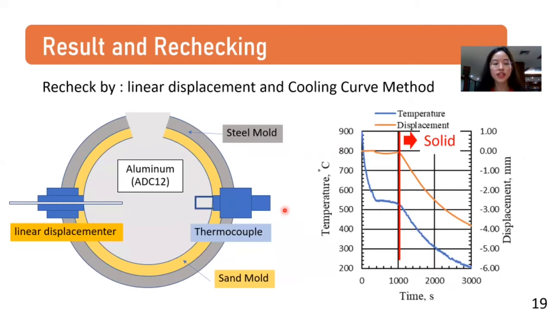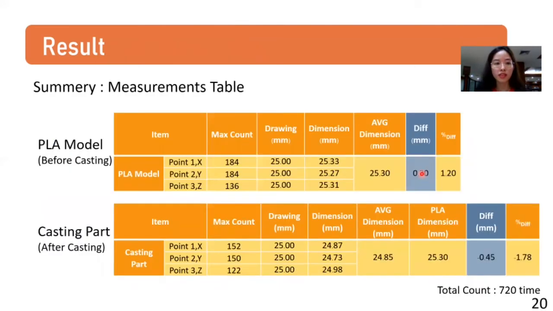In the process of rechecking the results, linear displacement and cooling curve methods were used. This equipment and graph show that when aluminum changed from liquid to solid, the aluminum shrunk with time. From the measurement table, the PLA model has expanded by 0.3 millimeters from the drawing, and the casting part has shrunk by 0.45 millimeters. It was found that the dimension of the 3D modeling increased from the drawing, and the dimension of the casting decreased from the drawing.